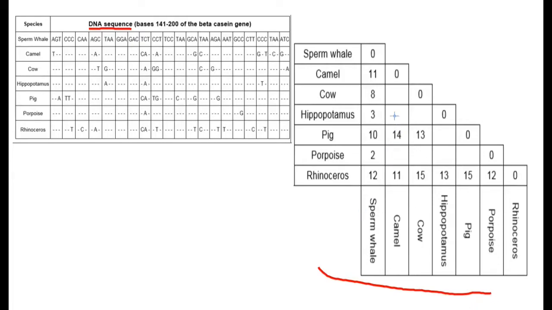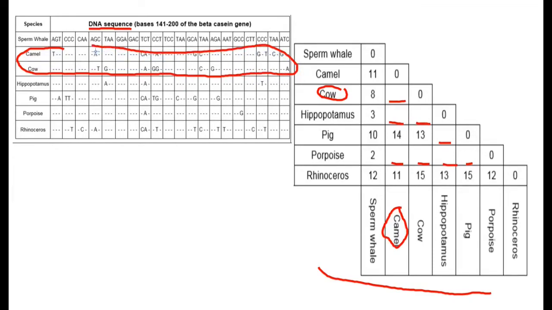Now then, to answer this first question, we've got the DNA sequence grid, and we've got this table. So you've got some squares which are empty, and you will have to compare. So for example, you need to compare the cow and the camel. So this means that you will have to compare these two lines.